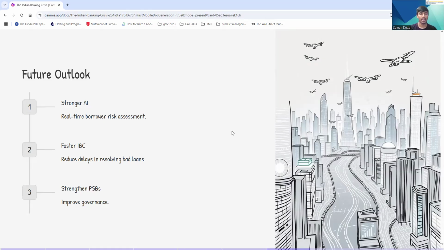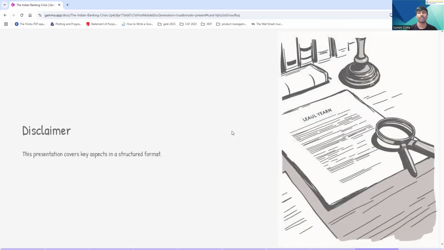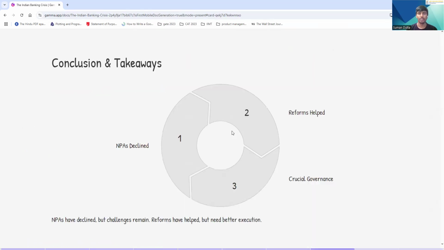So, what are the final takeaways? NPAs declined, reforms helped, and governance is critical. But challenges remain. The reforms have helped but need better execution. Strengthening governance, risk-based lending, and digital tracking is crucial for a stable future. If I have to summarize and conclude this in one sentence: a strong banking system ensures a strong Indian economy. The challenge is not just reducing NPAs, but ensuring they don't rise again.